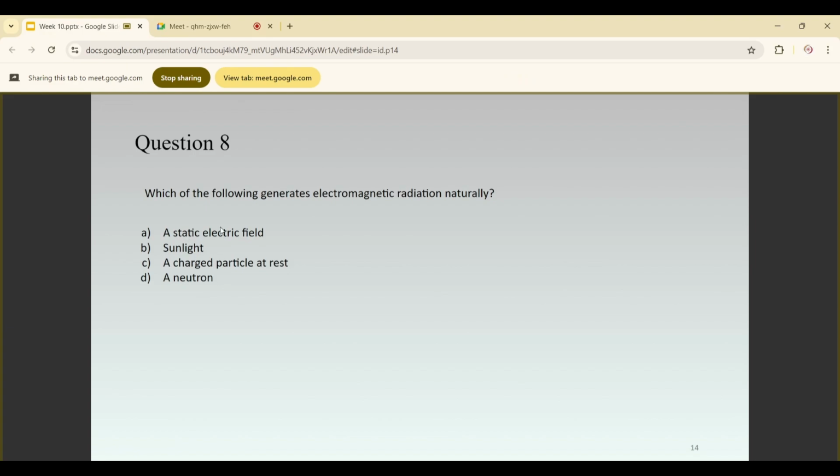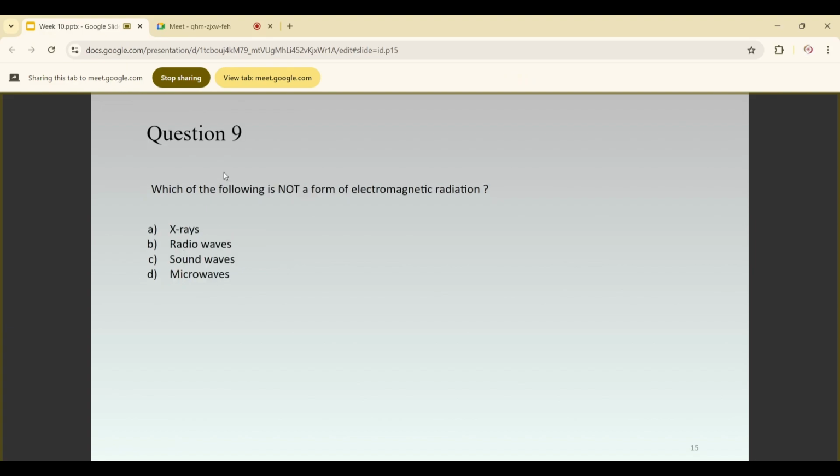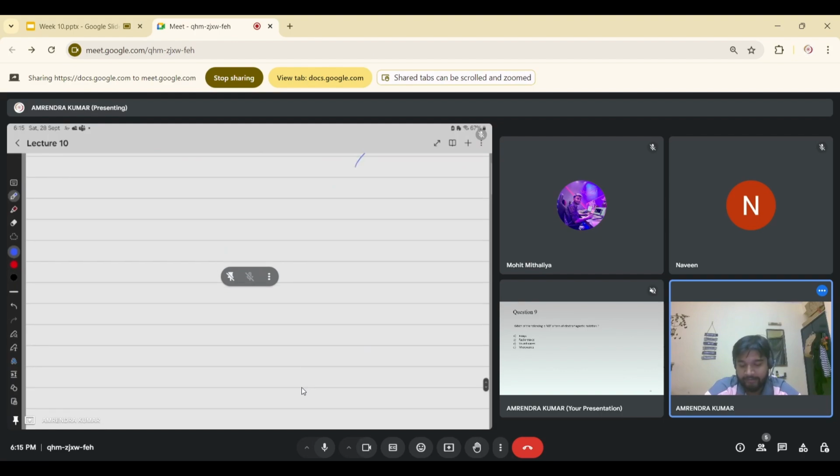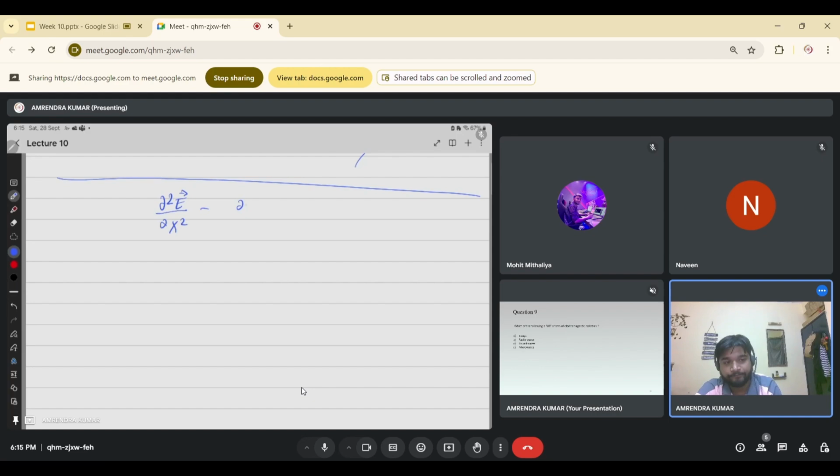Now, which of the following is not a form of electromagnetic radiation? So what is electromagnetic radiation first of all? We have seen the wave equation: del square E over del x square minus 1 over c square del square E over del t square equals zero.